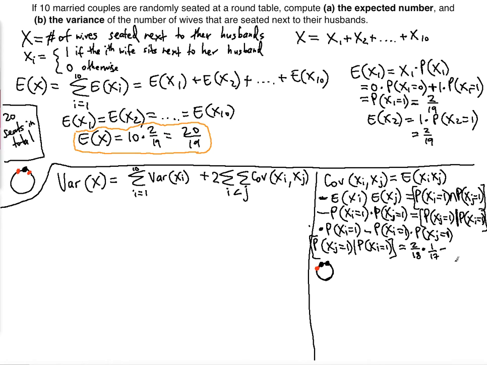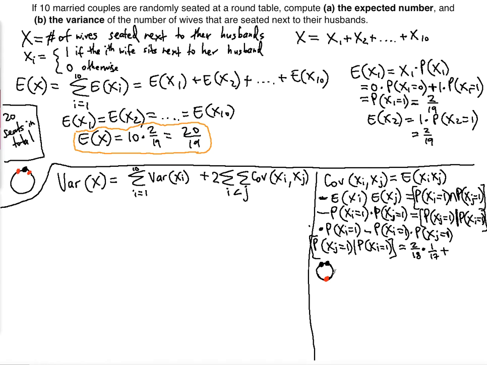Well, no, I didn't do the second case. So the second case now that we have to add is going to be if the jth wife is not sitting next to the couple. If she's sitting somewhere else, like if she's sitting here, then the jth husband has 2 seats around his jth wife and not just 1, right?